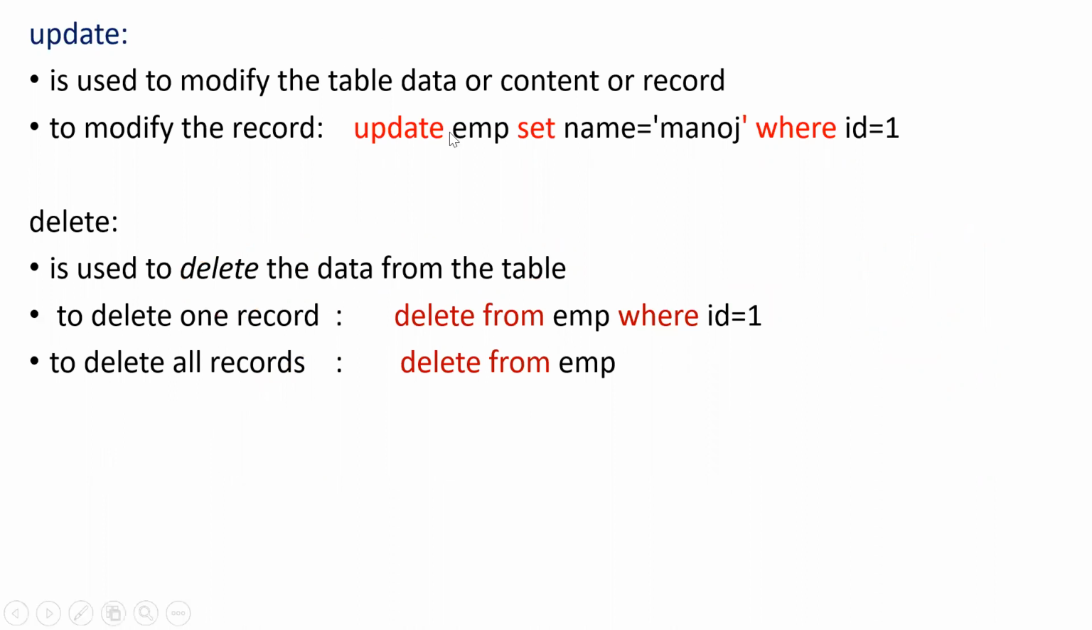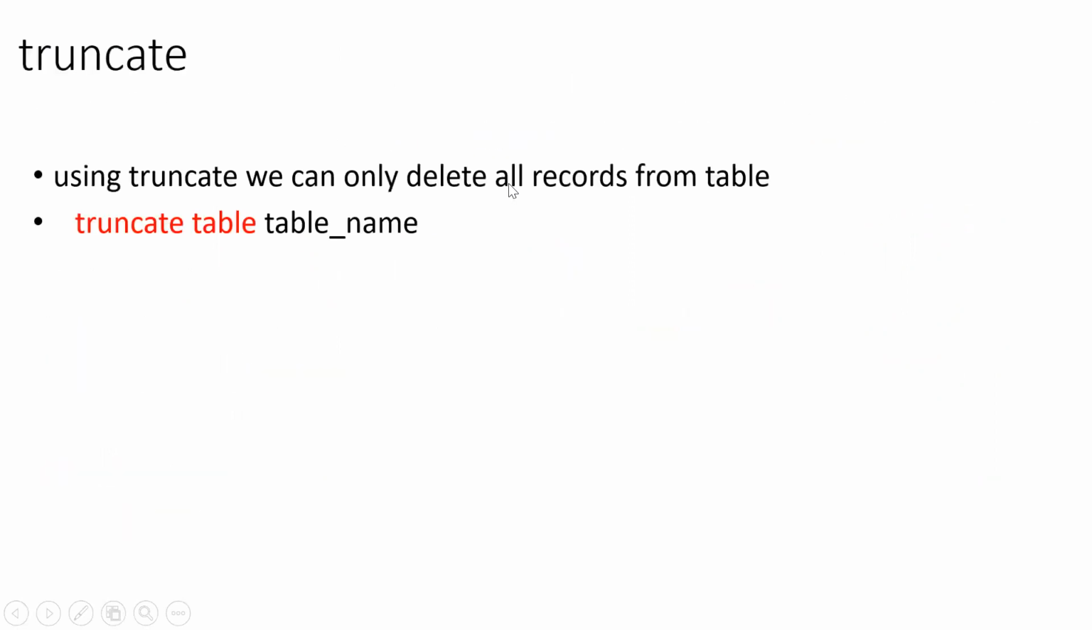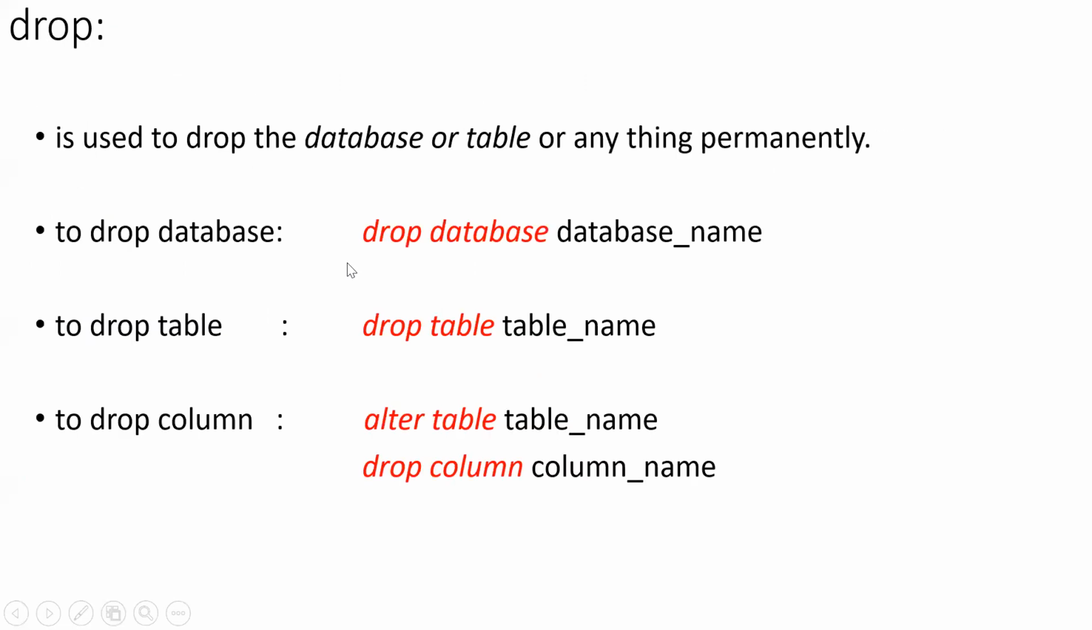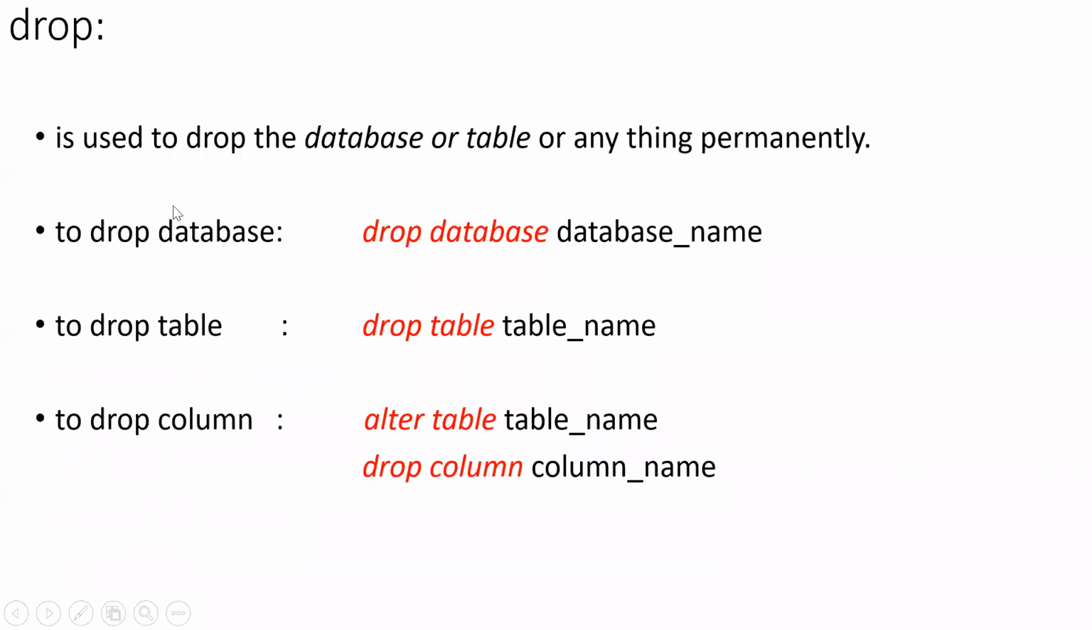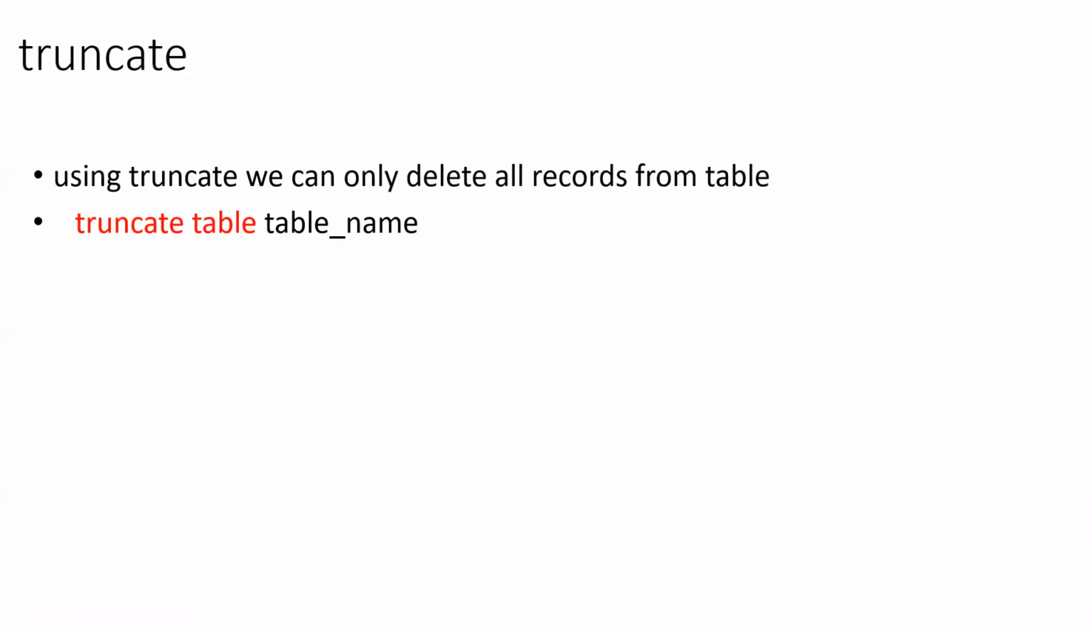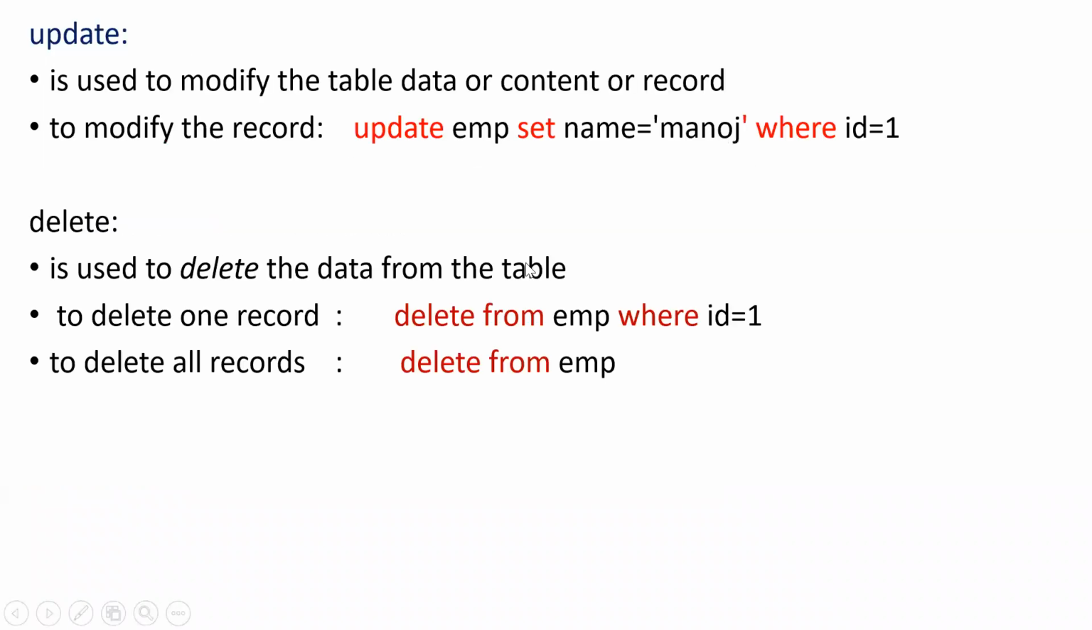What is the record? Alter, truncate. So we can delete all the records using truncate. You can use drop for table, column. We can use drop for the columns, table, database, etc. Okay, one second. Truncate is for deleting all records, but still the table is there.